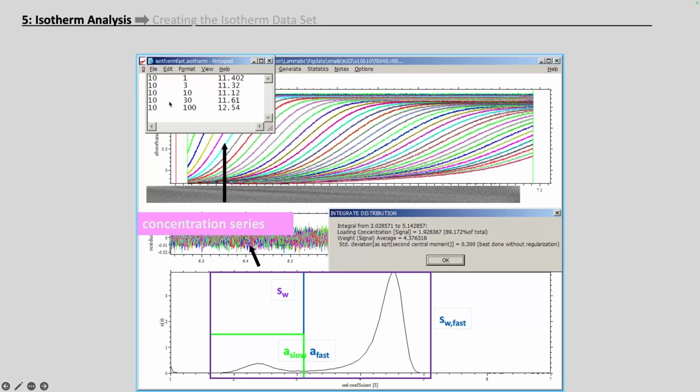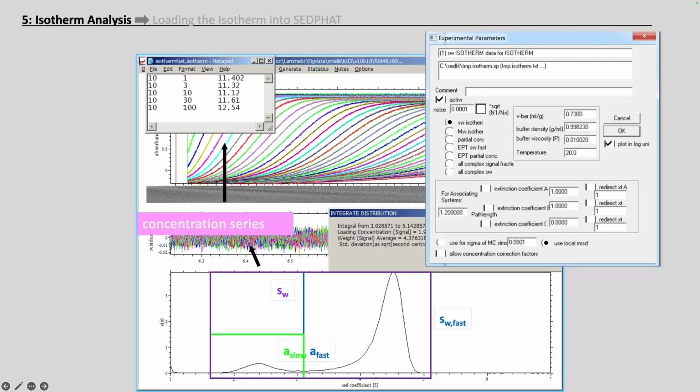There will be one column for self-association and two columns for two component systems and so forth. The last column is, in this case, the S value, for example, the weighted average S value, or it might be the reaction boundary S value. So we create these different files for the different types of features and load it in ZFAT. We load it as a new ZFAT experiment of the sedimentation velocity isotherm type.